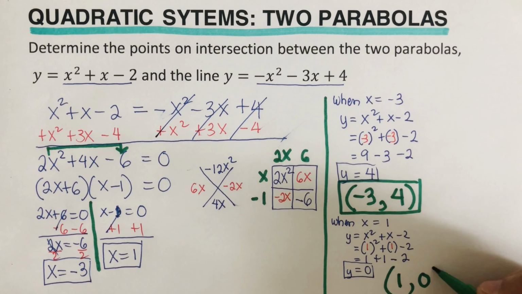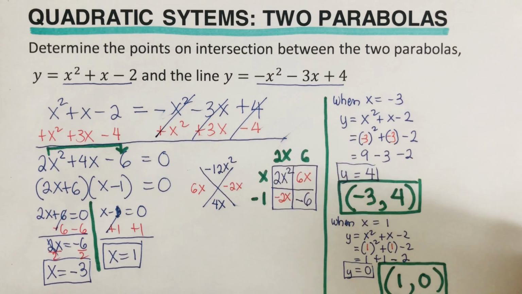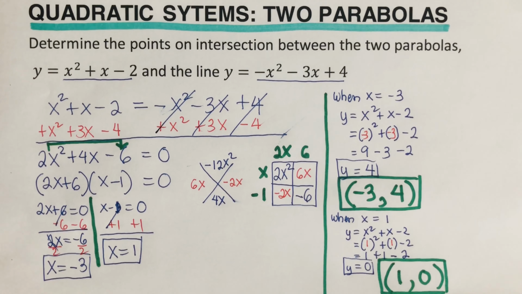So these, the ones that are in green, are the points of intersection between these two parabolas.